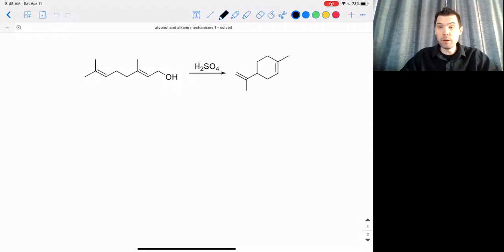In this video, we're going to go over an arrow pushing mechanism for the reaction shown here. I would generally classify this material as the kind of content that students might be exposed to when they're first learning about allylic cations or alcohol and alkene functionalization reactions.